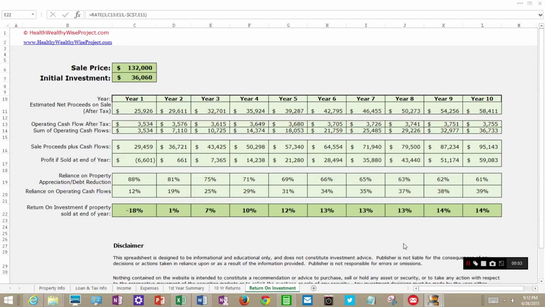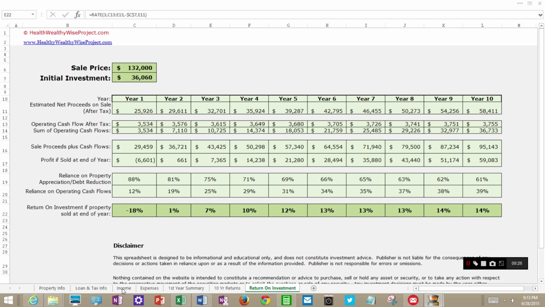One nice thing that this worksheet tab does is it tells me how much of my profit relies on property appreciation and loan principal reduction versus annual rental income. And in this case, about 2/3 of profit comes from property appreciation and debt reduction.